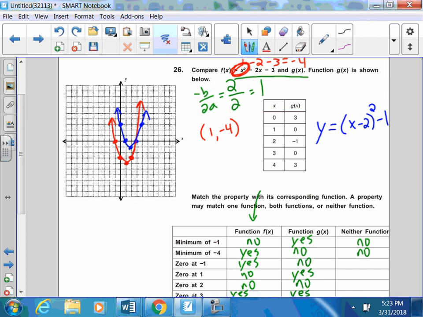And then for neither function, the only one that's for neither function is this one. Neither function has a zero at positive 2. Okay. And that would complete the table.